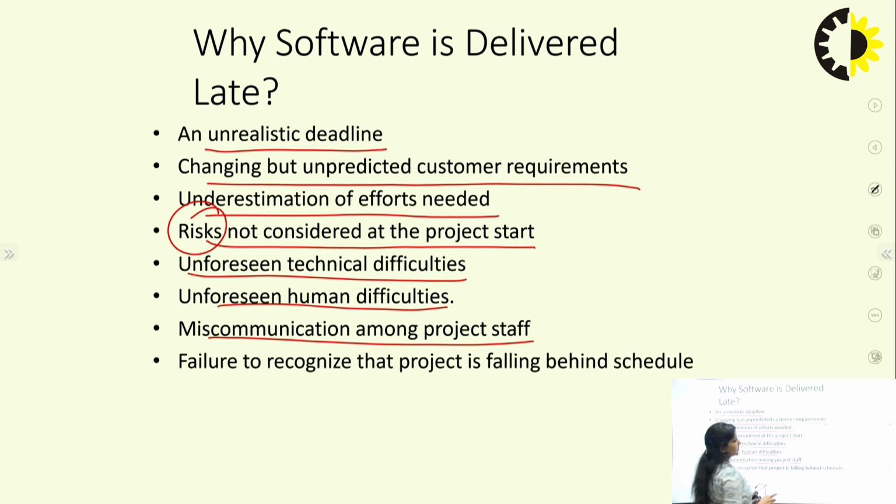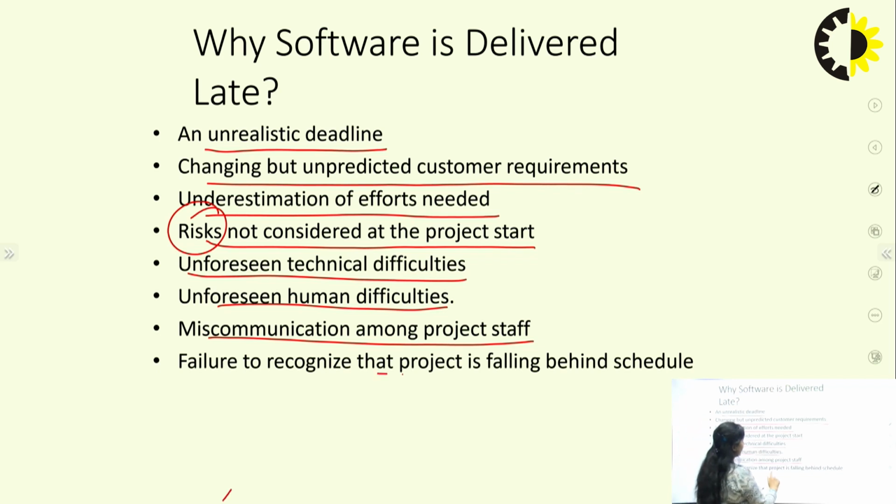Miscommunication among the project staff. The project staff is a huge group needed to develop a project. We have testers, developers, a management team, a designing team, and many other people as well. All the stakeholders are there. If there is no proper communication between the staff, that will lead directly to the project being delivered late.